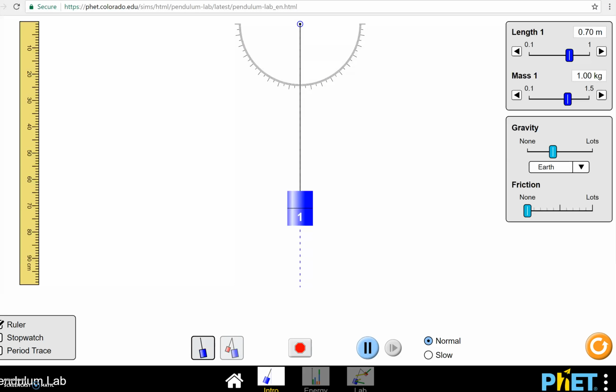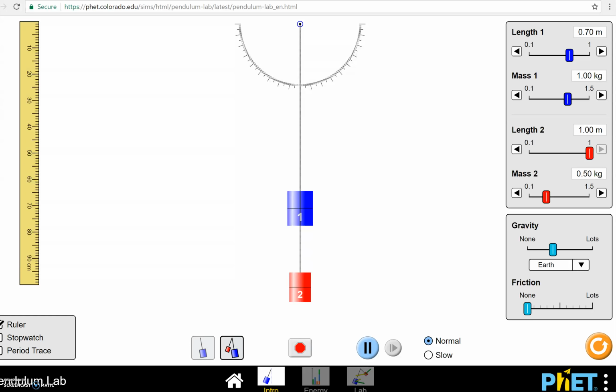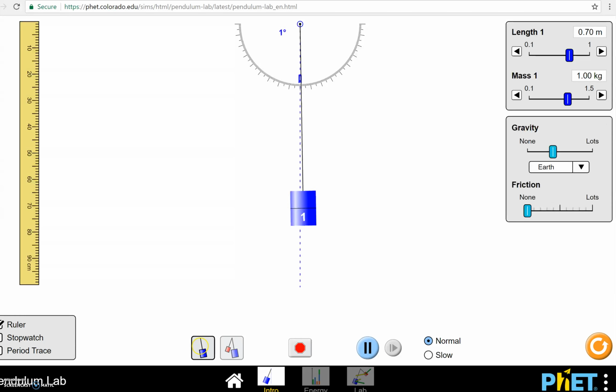So here's the pendulum. I can add a second. And as long as their length is, well, before I add the second, let's go back to 1. And I'm going to pull this back and let it fly. Now watch what happens if I make it way shorter. See how much faster it's oscillating? The period is way shorter. If I make the mass really small, it still takes the same.